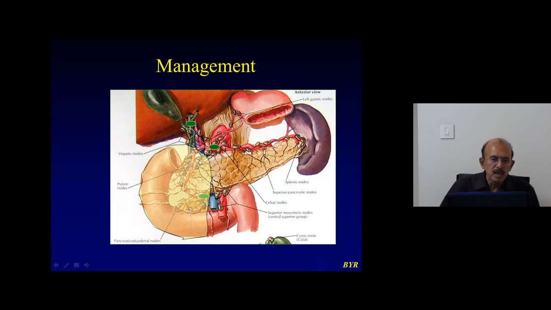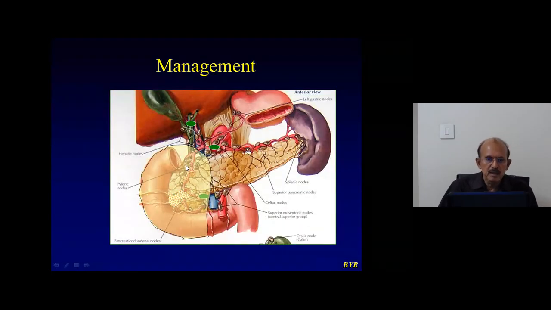Pylorus has to be removed or not. In the original Whipple's operation, the pylorus of the stomach is also removed. Why was it removed? It was removed because the gastroduodenal artery has two branches: one is the right gastroepiploic artery, another is the superior pancreaticoduodenal. So the lymphatics may pass along the right gastroepiploic artery also. So if you have a wider lymphatic field clearance, then the survival will be better. That is what Whipple thought, and he removed the pylorus.